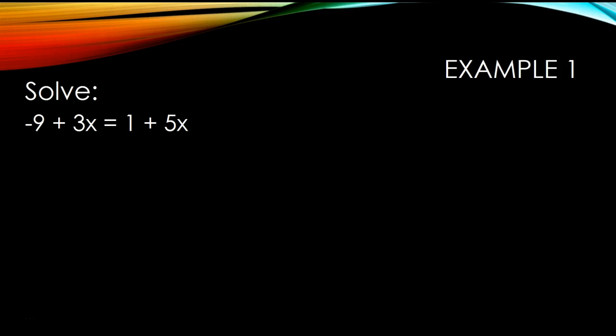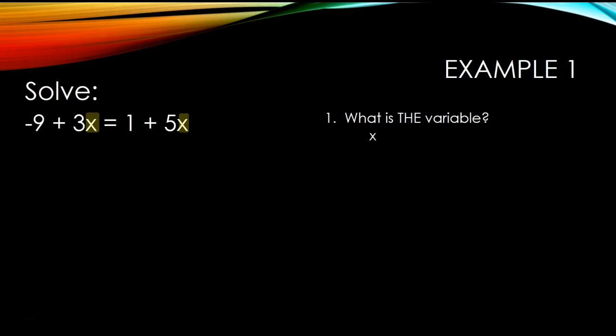My first question is, what is the variable? We can see that the variable is x. What is different about this problem is that there are two x's. When we solve, we only want one x. So this means that I'm going to have to do some manipulation before we're ready to solve with inverse operations.